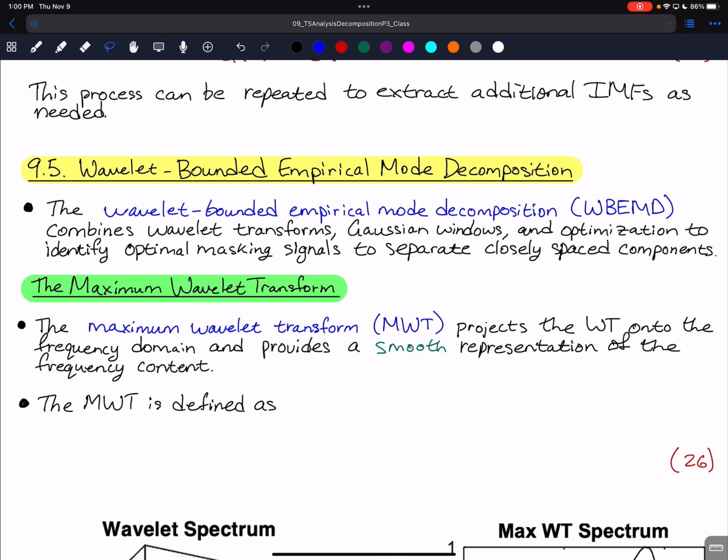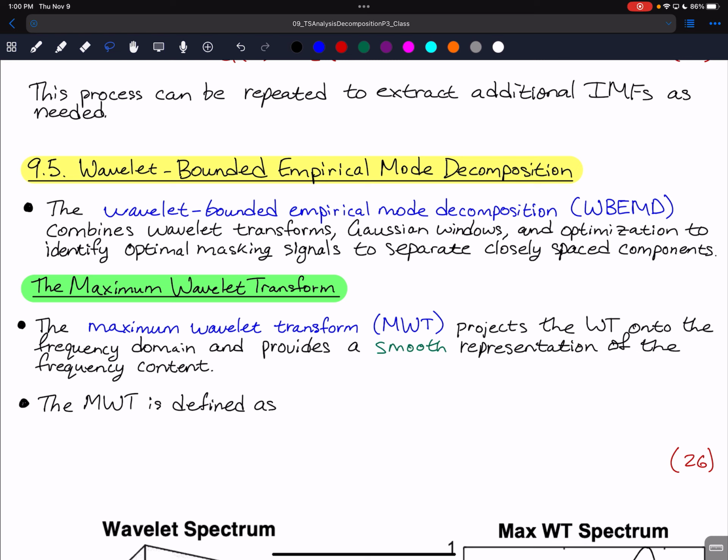So, right, anyway, we're going to use a better tool than just masking signals alone. We're going to use the wavelet-bounded EMD, and we're going to discuss how this method works in order to optimize the extraction of components. Okay, so the wavelet-bounded EMD combines wavelet transforms, Gaussian windows, and optimization to identify an optimal masking signal that will separate closely spaced components into IMFs.